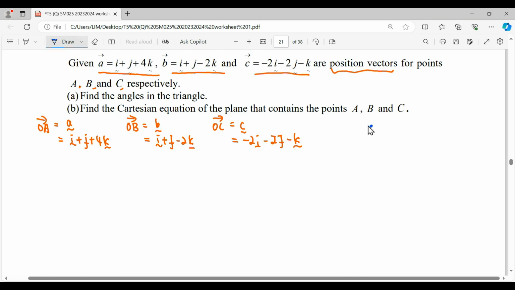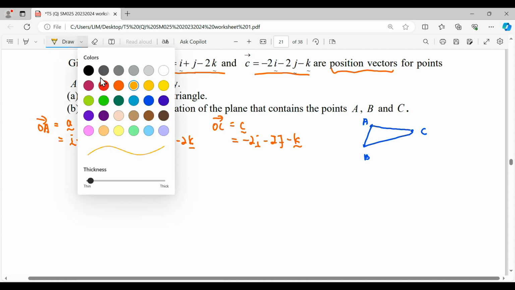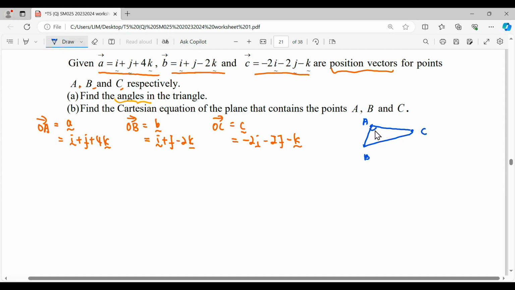So we have point A, point B, and at the same time point C. These 3 points form a triangle, and we want to find all the angles for this triangle. That means we need to find angle A, angle B, and angle C here.